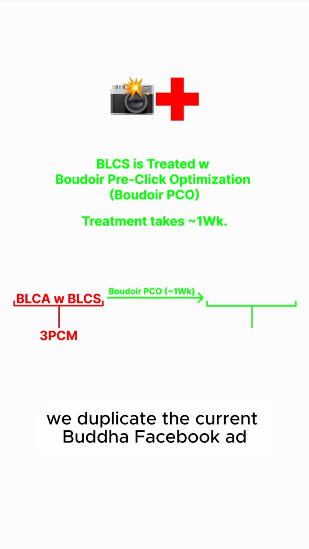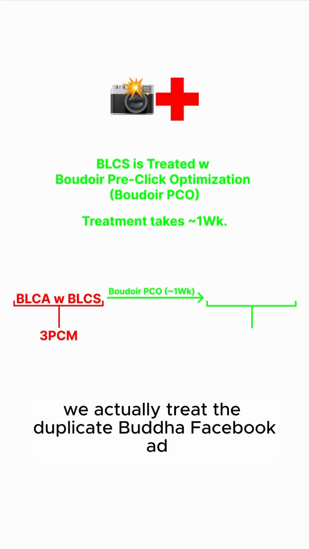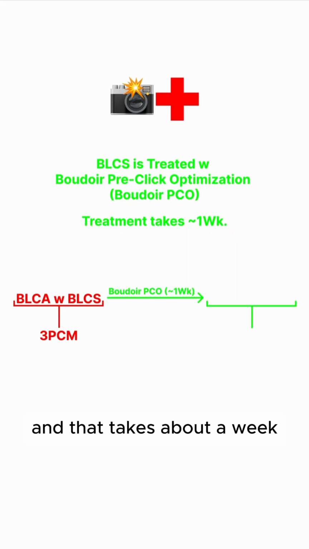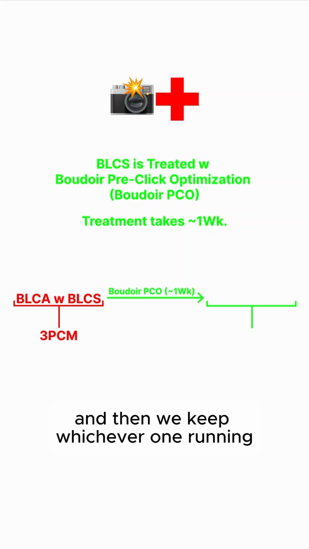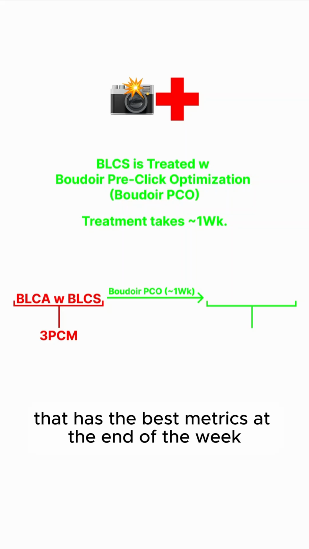And what we do is we duplicate the current Boudoir Facebook ad, leave the original as it is, and we treat the duplicated Boudoir Facebook ad. That takes about a week, and then we keep whichever one has the best metrics. And it's always been the Boudoir Pico treated ad that has the best metrics at the end of a week.